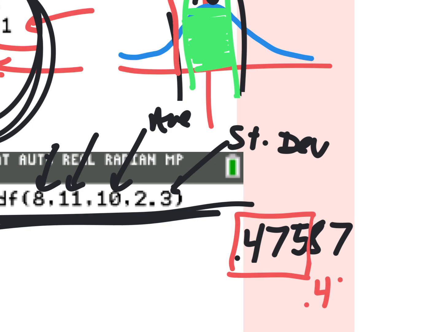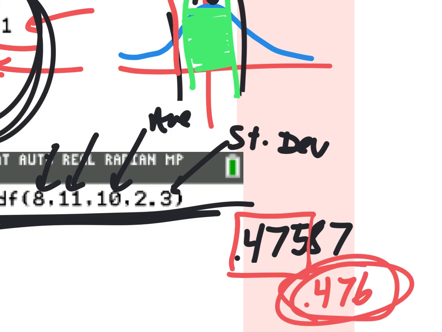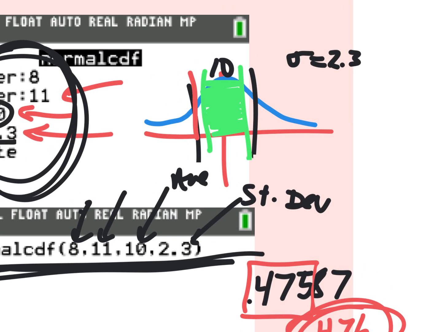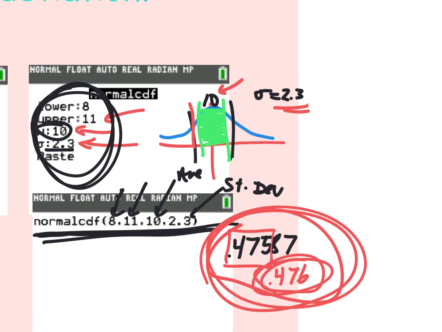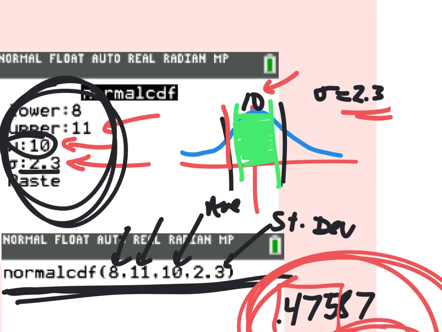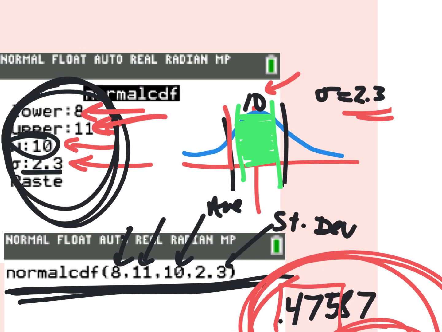And what does that mean? About 47, maybe even round it to 48%, about 48% of kids in here, if the average shoe size is 10 and the 2.3 is the standard deviation, we were using 2 before, about 47% of you, 48 maybe, would have shoes between 8 and 11. I actually want to see whether your shoes are between an 8 and an 11. Would you please raise your hand if your shoes are an 8 through 11? And that looks like about half the class. Look at that. Isn't that cool? All right, thank you.